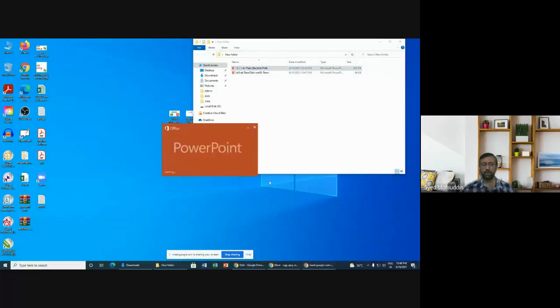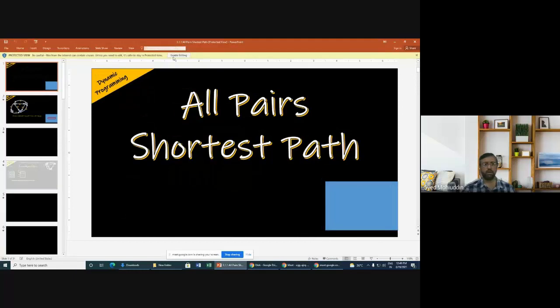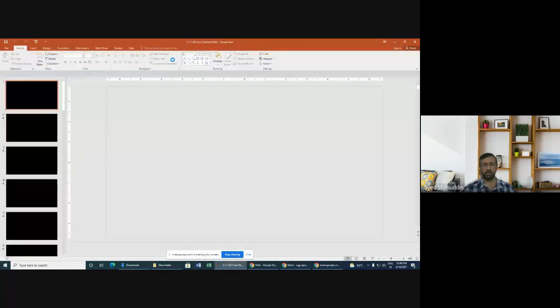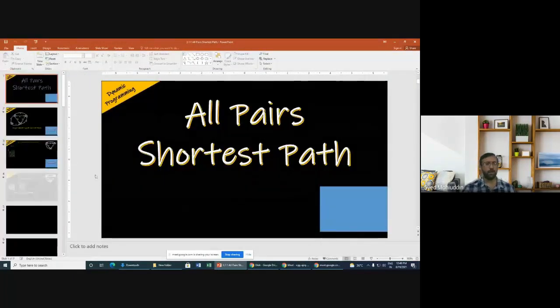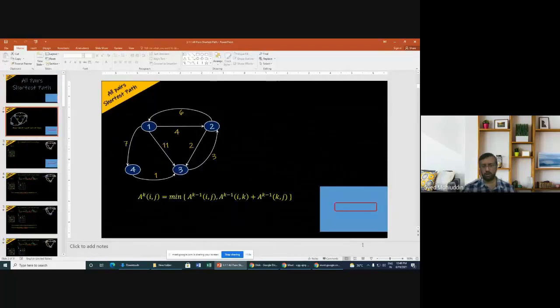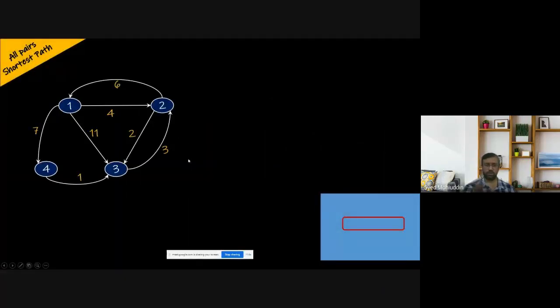And in the third unit, we have a topic known as all pairs shortest paths. This problem of all pairs shortest path can be solved using, or is solved using, dynamic programming. The algorithm for all pairs shortest path is known as Floyd-Warshall's algorithm.